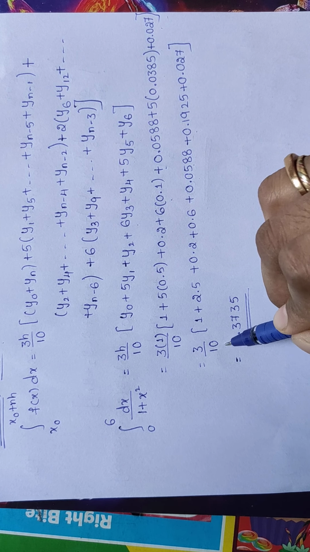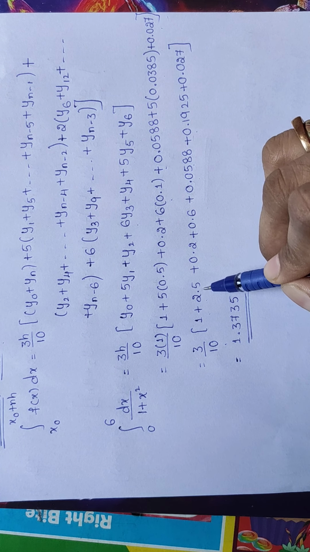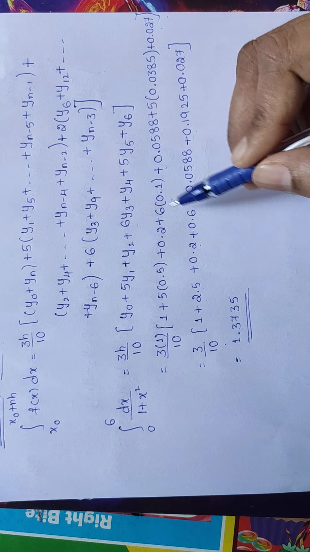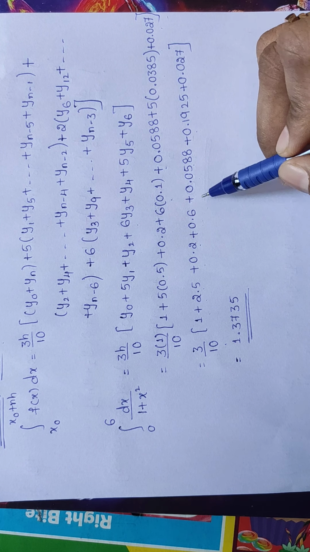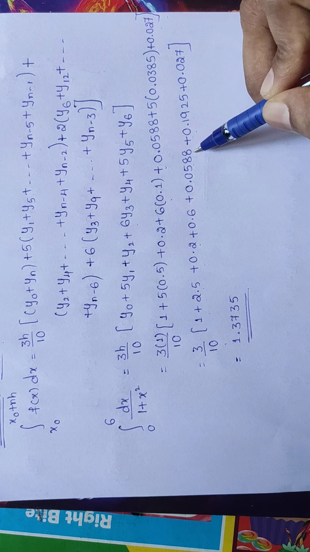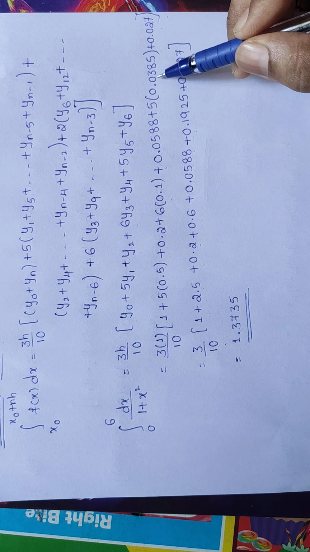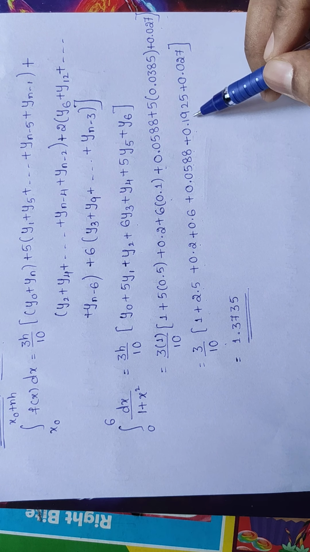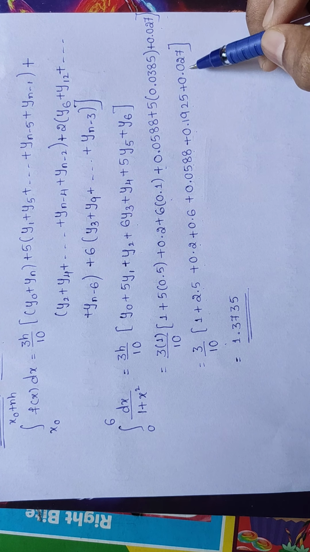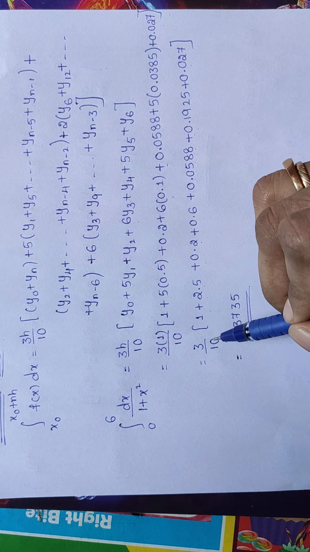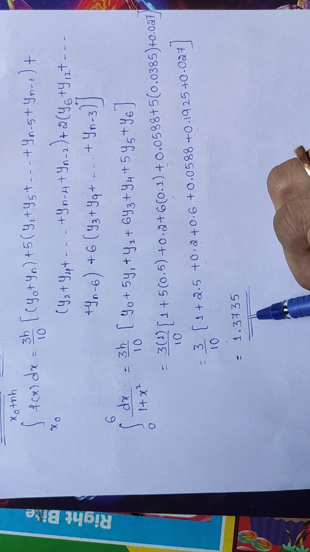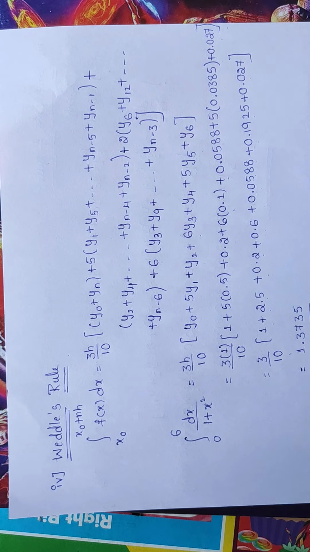So next 3 by 10, 1 plus 5 into 0.5 is 2.5 plus 0.2 as it is, 0.6 as it is, means 6 into 0.1 is 0.6 plus 0.0588 plus 5 into 0.0385 is 0.1925 plus same thing value 0.027. If you add these things and multiply by 3 and divided by 10, you will be getting 1.3735. This is the solution for Weddle's rule.